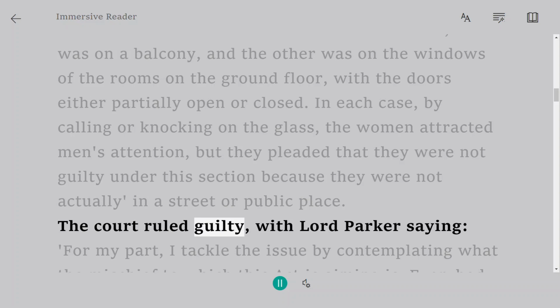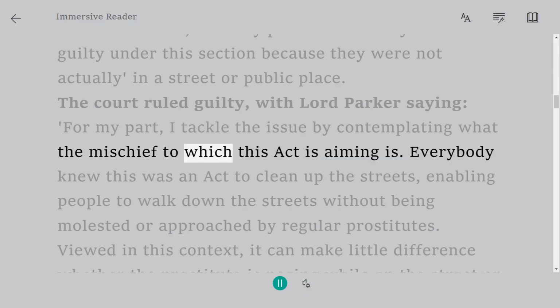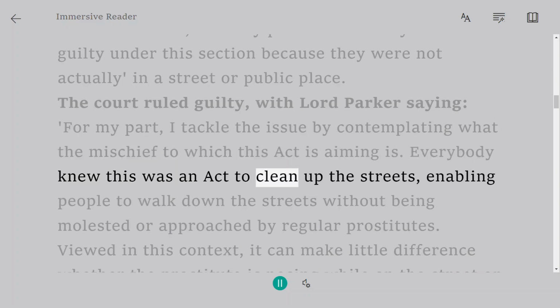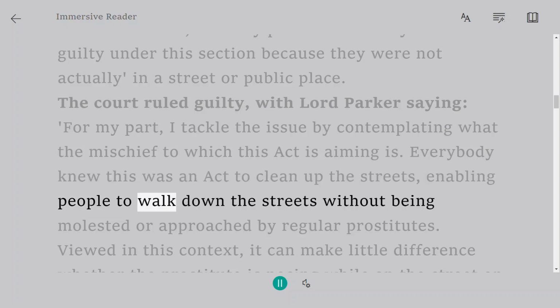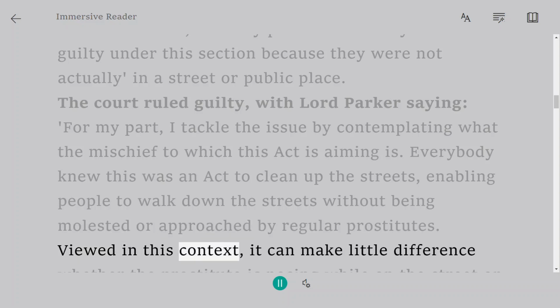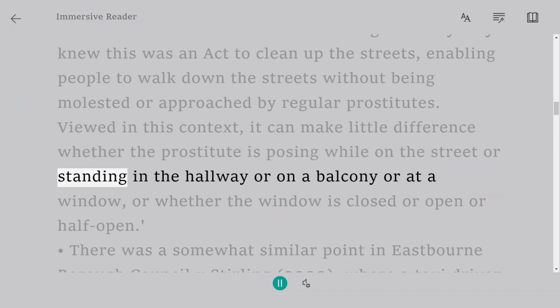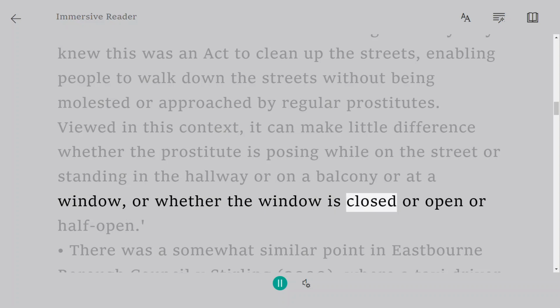The court ruled guilty, with Lord Parker saying, "For my part, I tackle the issue by contemplating what the mischief to which this act is aiming is." Everybody knew this was an act to clean up the streets, enabling people to walk down the streets without being molested or approached by regular prostitutes. Viewed in this context, it can make little difference whether the prostitute is posing while on the street or standing in the hallway or on a balcony or at a window, or whether the window is closed or open or half open.